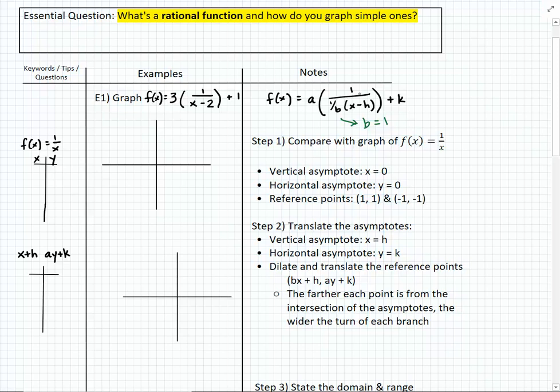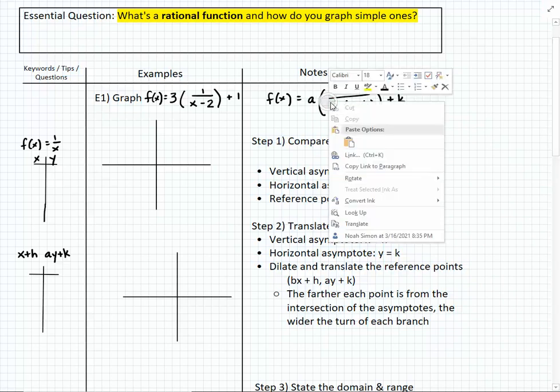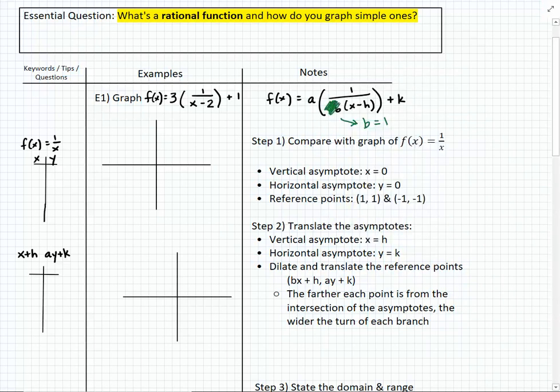And so we're not going to mess around with b in this unit because, as you'll notice, stretching these vertically has the same effect as compressing them horizontally. So why have two parameters that do the same thing when you can just have one? So let's go ahead and take that 1 over b out of our model. And that simplifies to a 1 over x minus h plus k. And here they are now, a, h, and k.